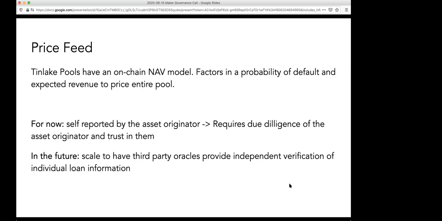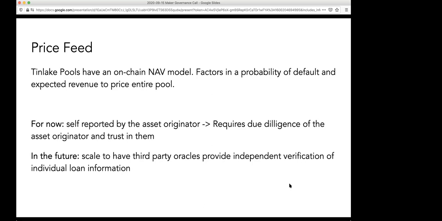So from Maker's perspective, it can look at that NAV model, and if it determines it to be accurate, then that can be used as a price source. For now, this model is largely built on self-reported data by the asset originator, and that means it does require due diligence of these asset originators and some amount of trust in them. This is often how it's done with lenders, borrowers going to a bank and asking for a line of credit to build out a lending business.